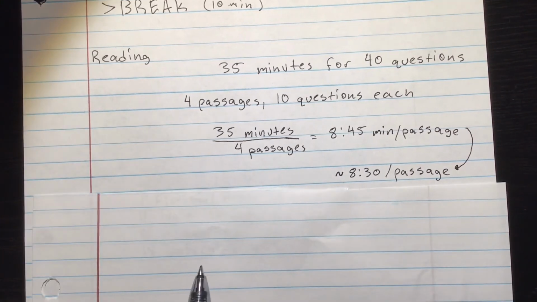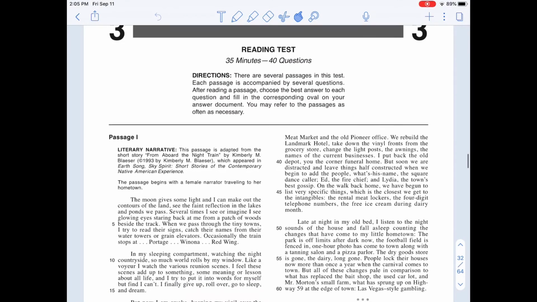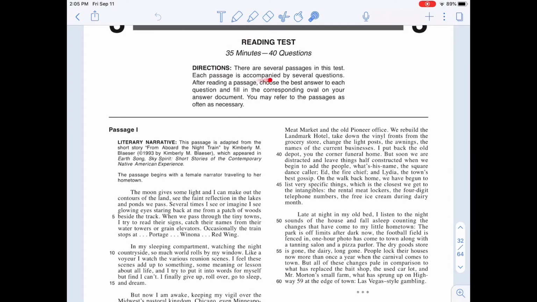But now let's look at a reading test. The layout is always the same, the passage order. So let's see what that looks like. All right, here we have a reading test. I think this is the 2019 one. But here you can see it's 35 minutes for 40 questions, like we said. But what I would like to point to is each of these passages.